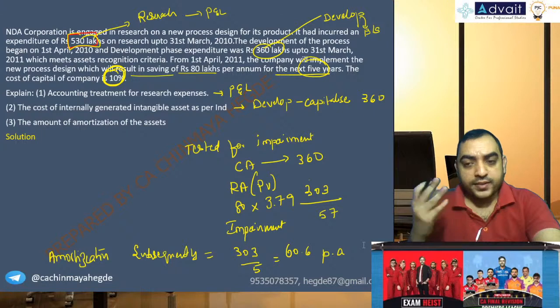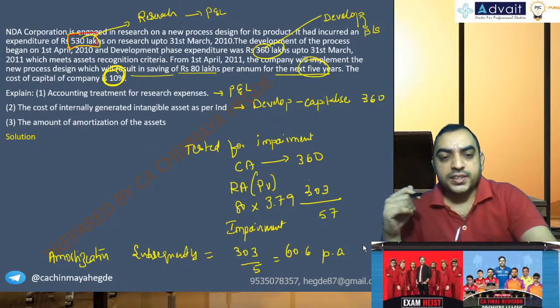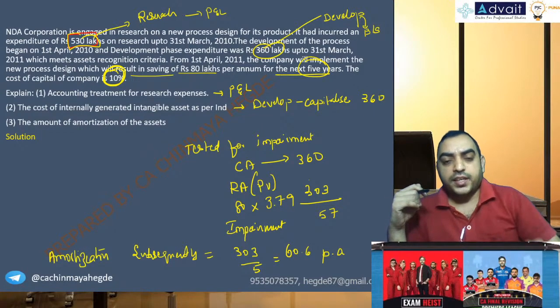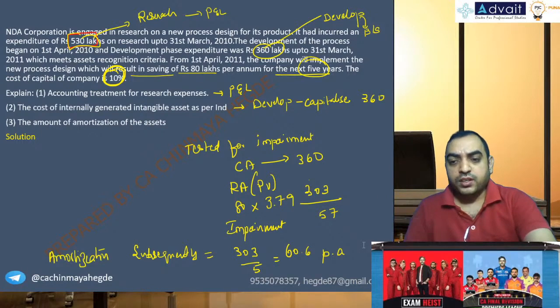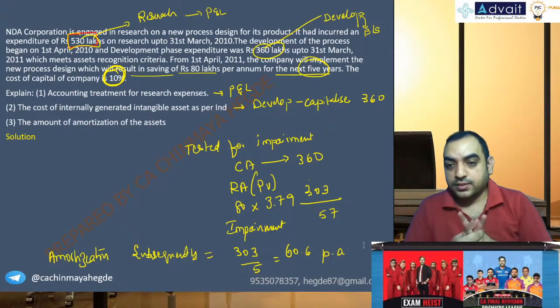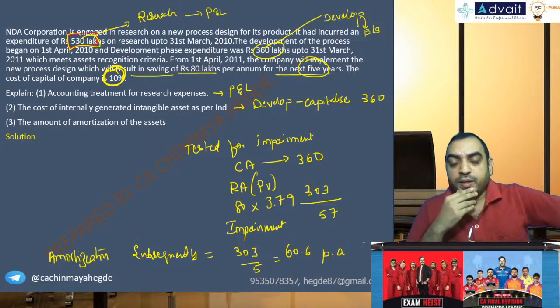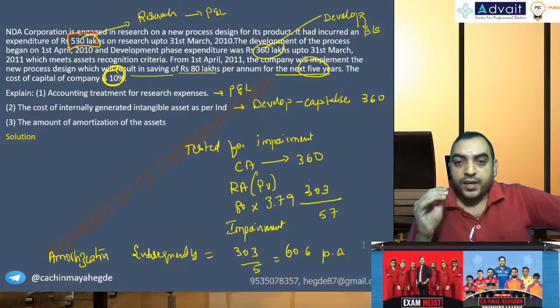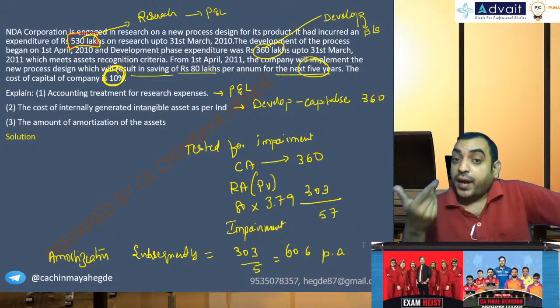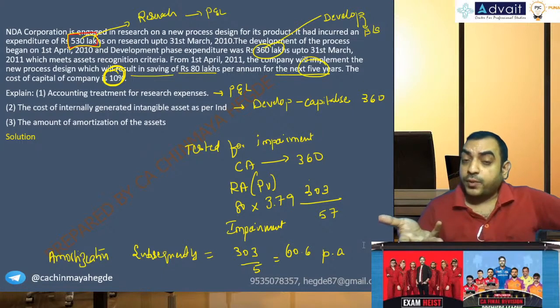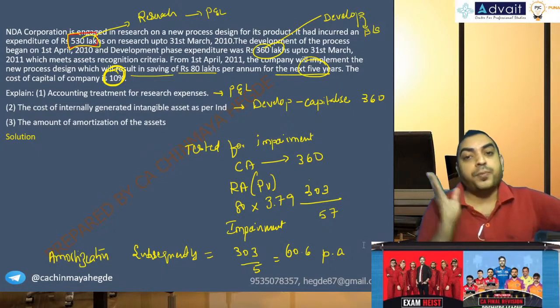Okay, hope you got this. That's all about intangible assets, Ind AS 38. Any other question before we go to the next standards? Every year impairment will be tested. Yes, every year impairment will be tested. There might be impairment, there may not be impairment, but you have to test for impairment every year.